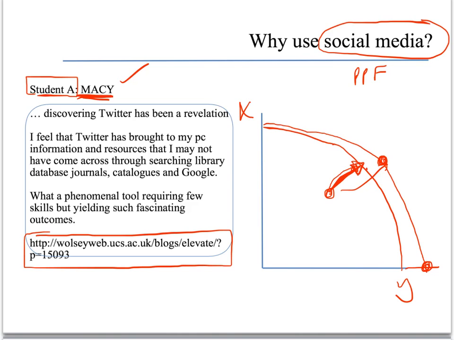She discovered Twitter, and she said it was simply a revelation. She thought it brought information resources that she would not have come across through searching the library, databases, journals, catalogues and Google. In other words, she was starting to find, discover and use resources which moved her on because of Twitter, the social media tool, putting her much closer to her full potential, and then taking her further and enhancing it. So it's a tool that required very few skills but yielded fascinating outcomes.